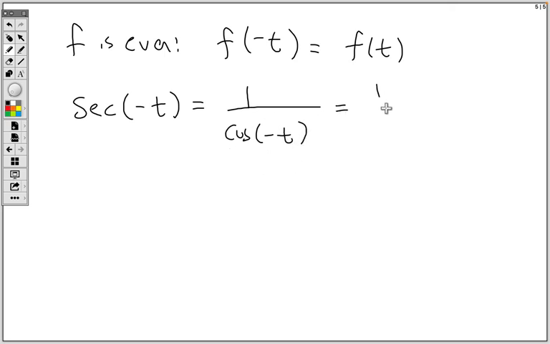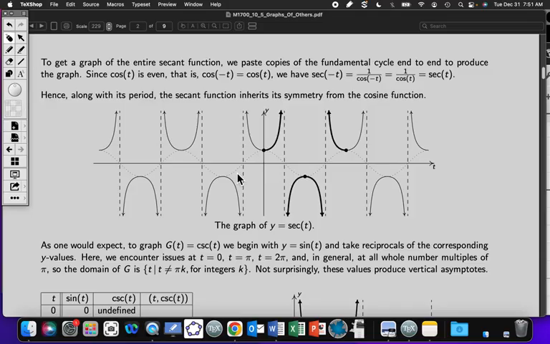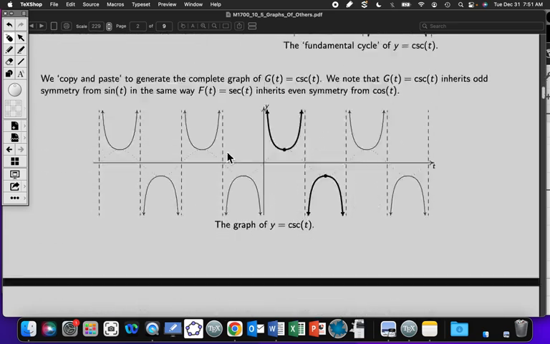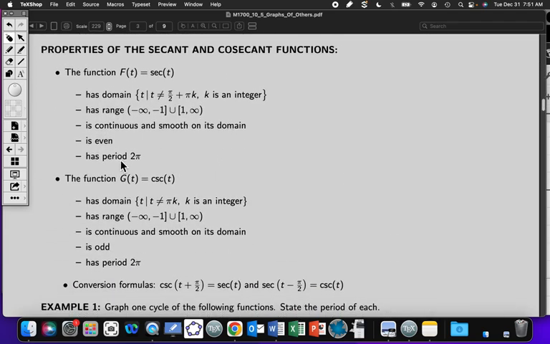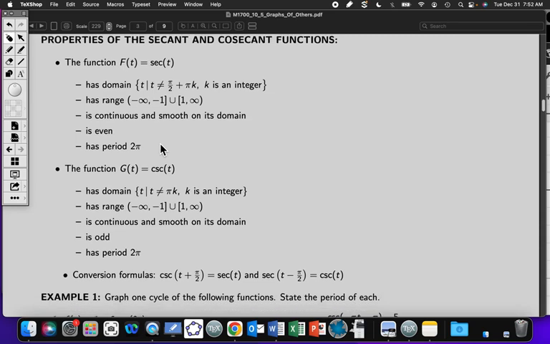Cosine is an even function, so it's going to absorb that negative, and then we're right back to the secant. Okay, so that would be the proof of that. But we can observe that symmetry here. And as we mentioned, the secant function will have a period of 2 pi.